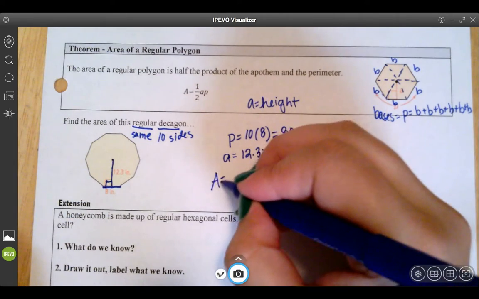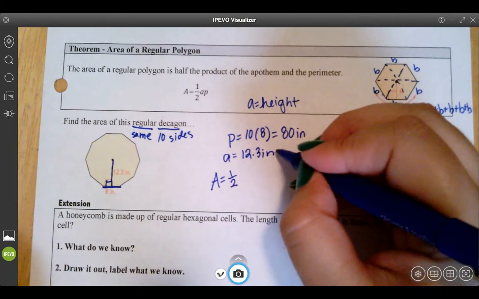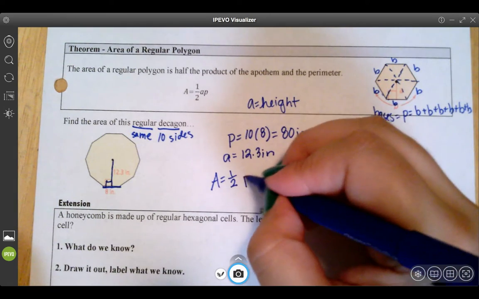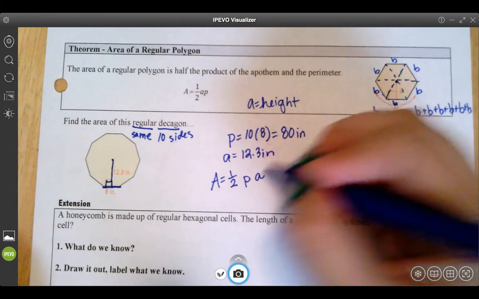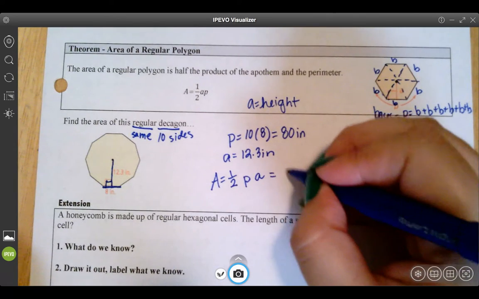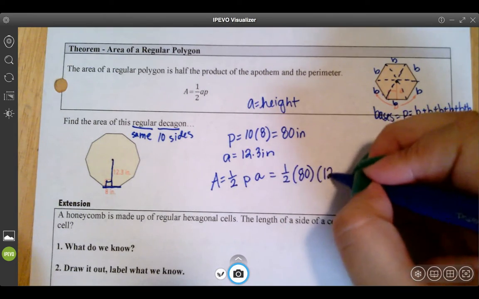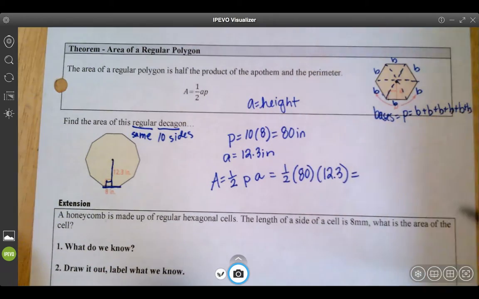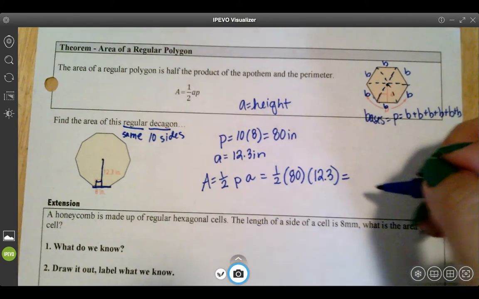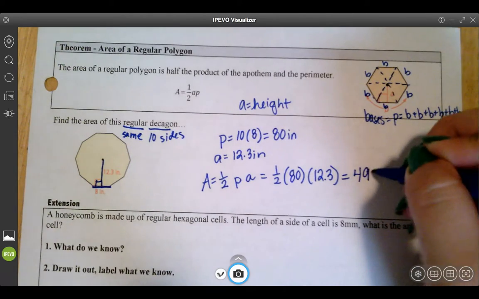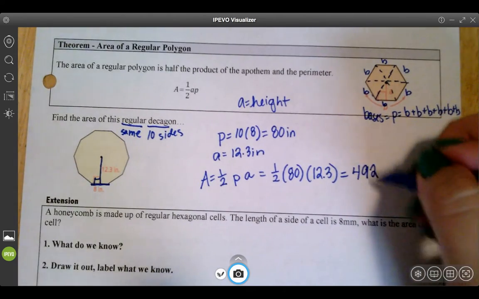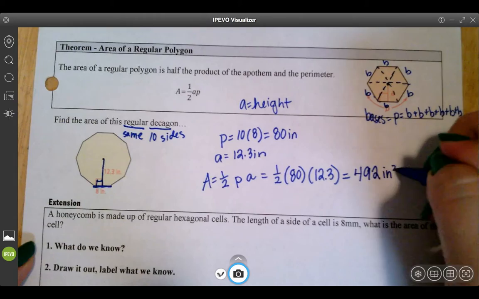Area equals 1/2. Instead of base, we have perimeter. Instead of height, we have apothem. 1/2 times 80 times 12.3 into the calculator is 492. Units here are square inches.